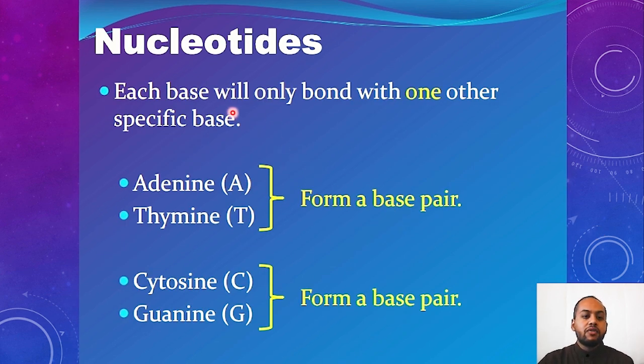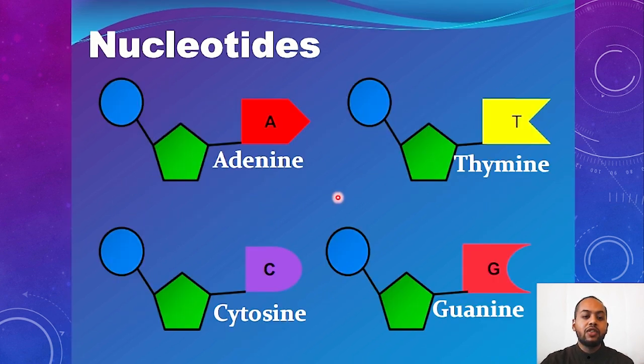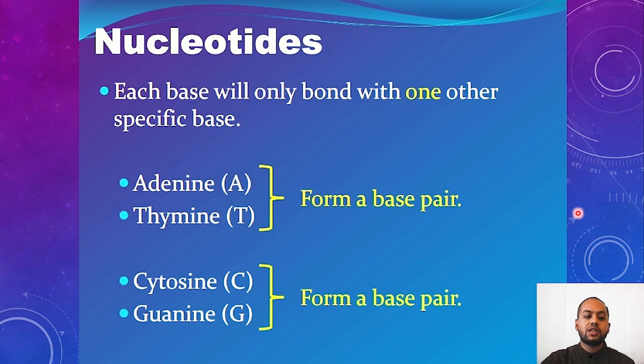So each base will generally bond with one other specific base. In your nucleotides, if we're focusing on our nitrogenous bases, these are the nitrogenous bases: adenine, thymine, guanine, and cytosine. Some of these nitrogenous bases are going to form pairs with each other. Generally, adenine will only pair with thymine and guanine will only pair with cytosine.